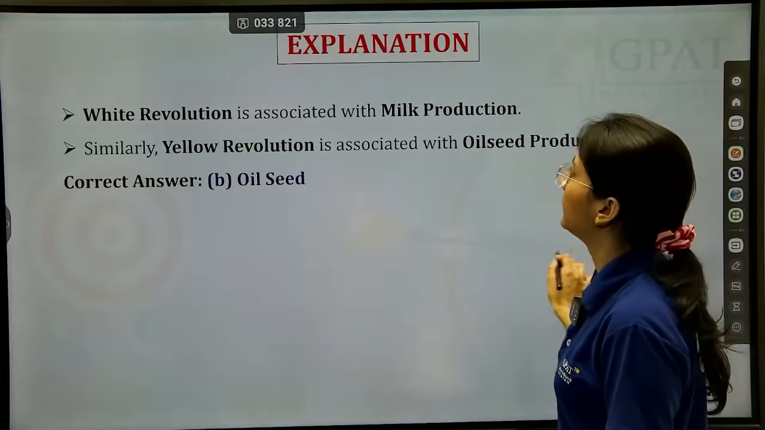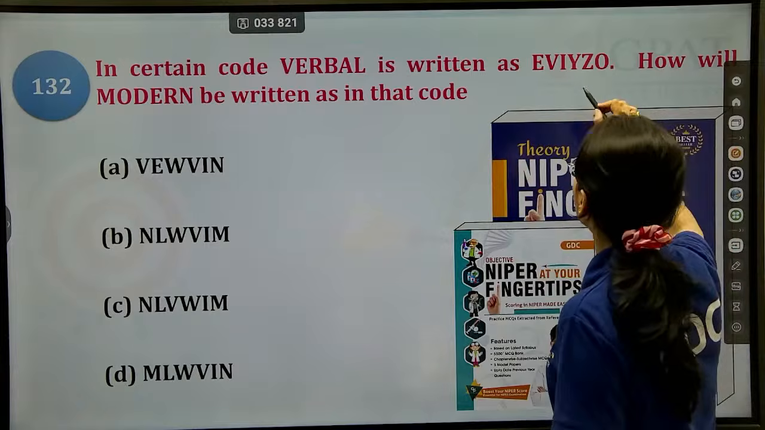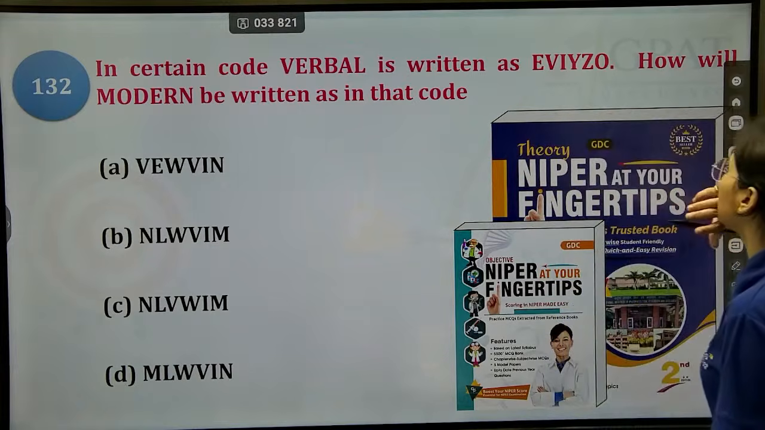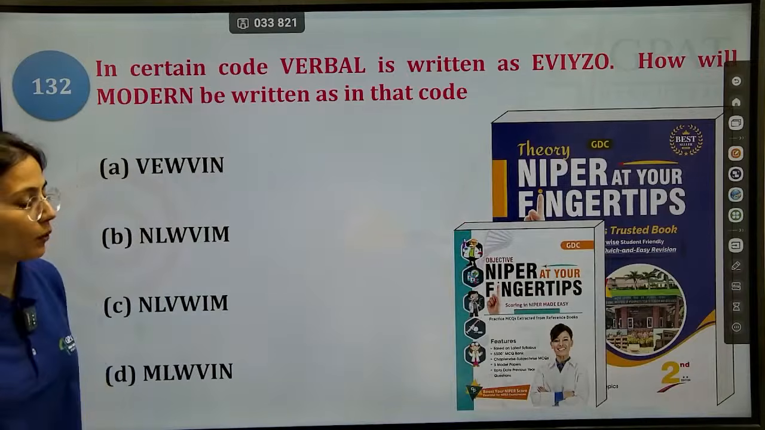In a certain code, verbal is written as GGOSI. How will modern be written in that code?